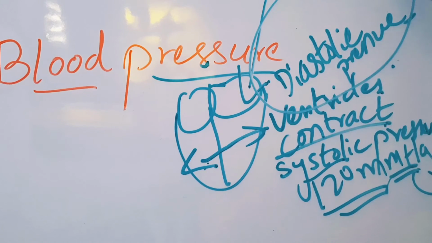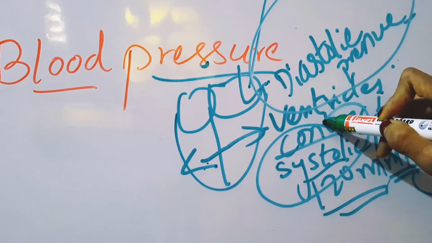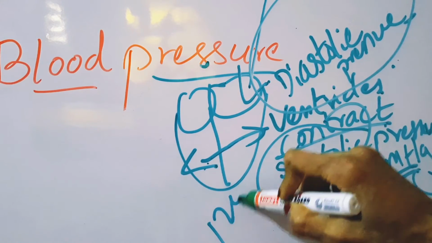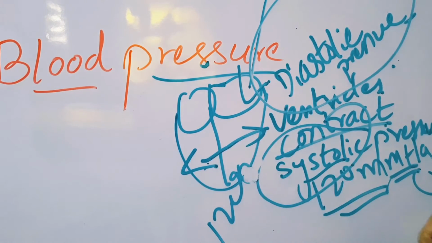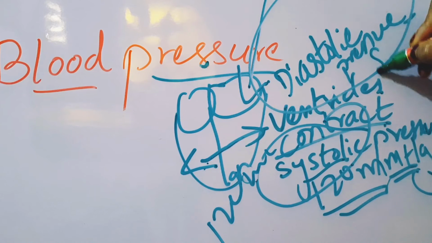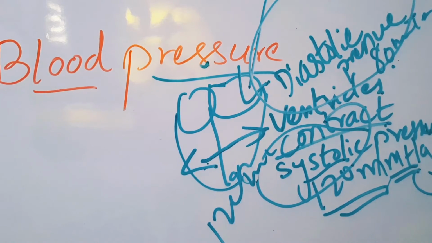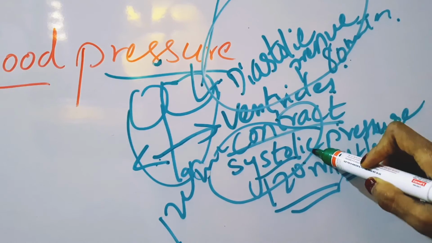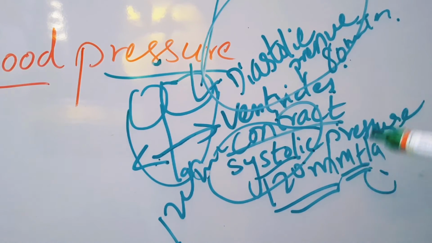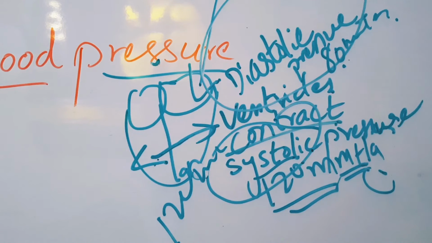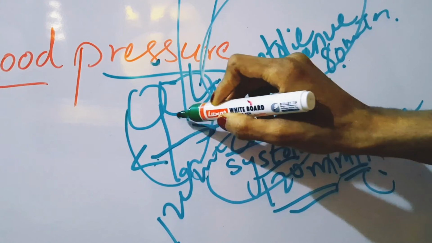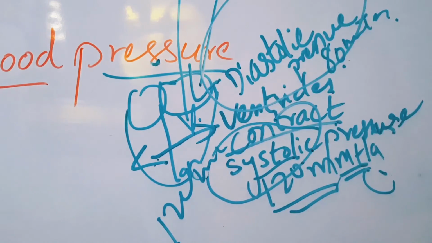The two types of pressure are diastolic pressure and systolic pressure. Systolic pressure should be 120 mmHg and diastolic pressure should be around 80 mmHg. Systolic pressure means that when the ventricles contract, blood is moved out to other parts of the body. When the ventricles relax, the blood flows from the auricles and enters the ventricles again. This is called diastolic pressure, the relaxation phase.